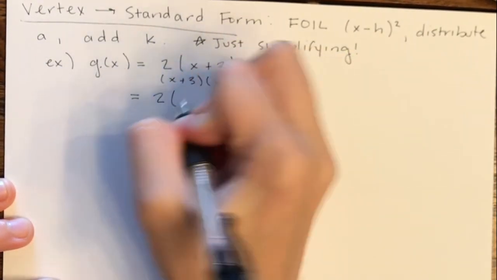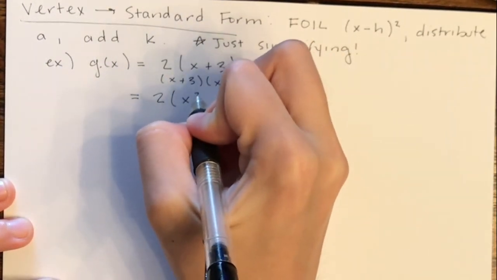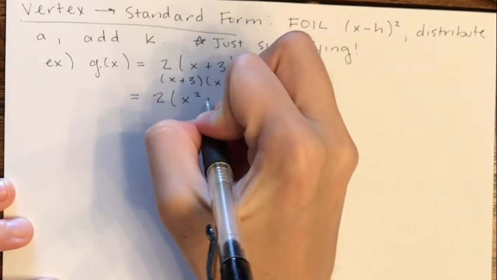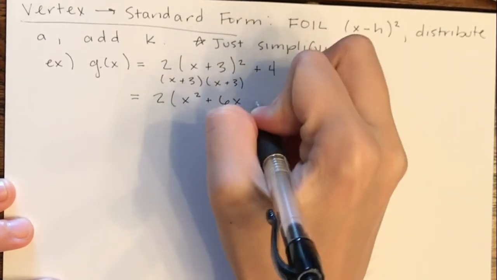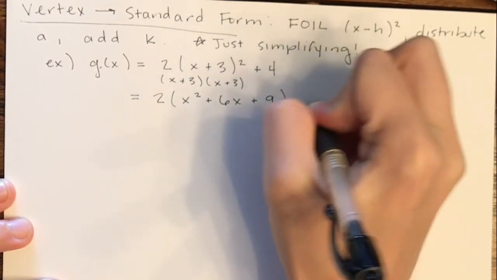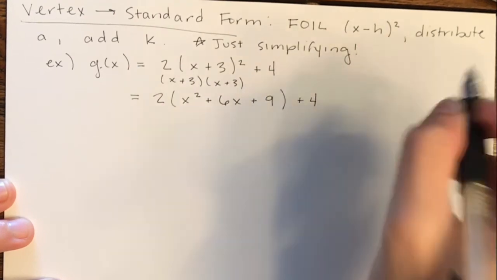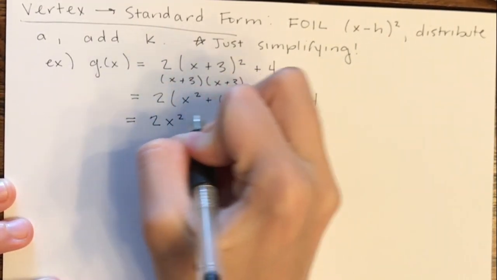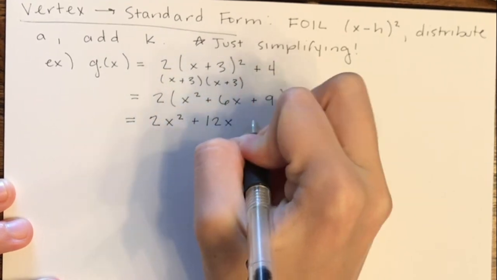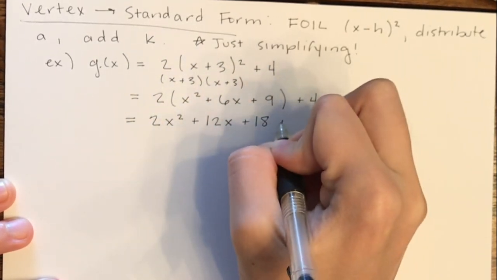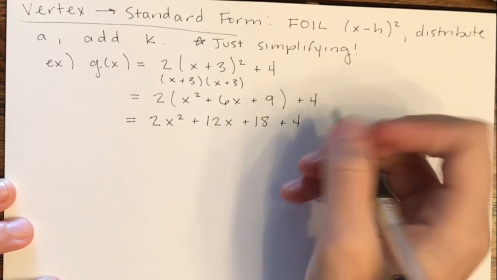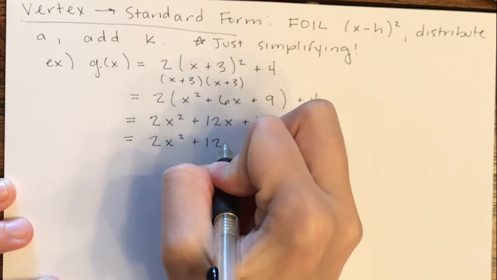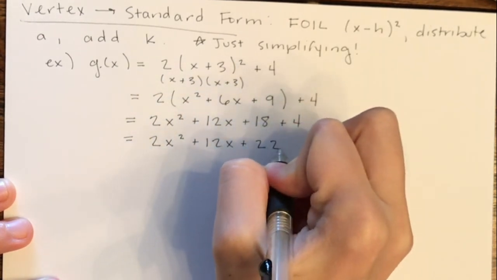So that leaves us with 2 times x squared plus 3x, which is 6x, plus 9, all plus 4. We distribute the 2 to every term. We get 2x squared plus 12x plus 18 plus 4. And then we add on that plus 4, and we're left with 2x squared plus 12x plus 22.